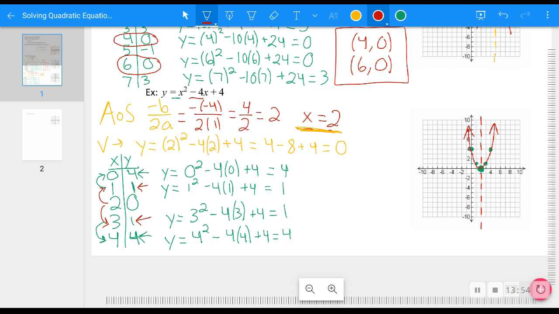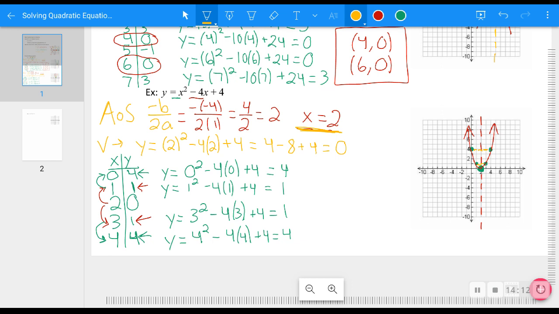So what I was trying to explain before is how these points line up straight across from each other and they have the same y value. That's the exact reason why we find our axis of symmetry. So if we fold it over, they should be lined up perfectly.